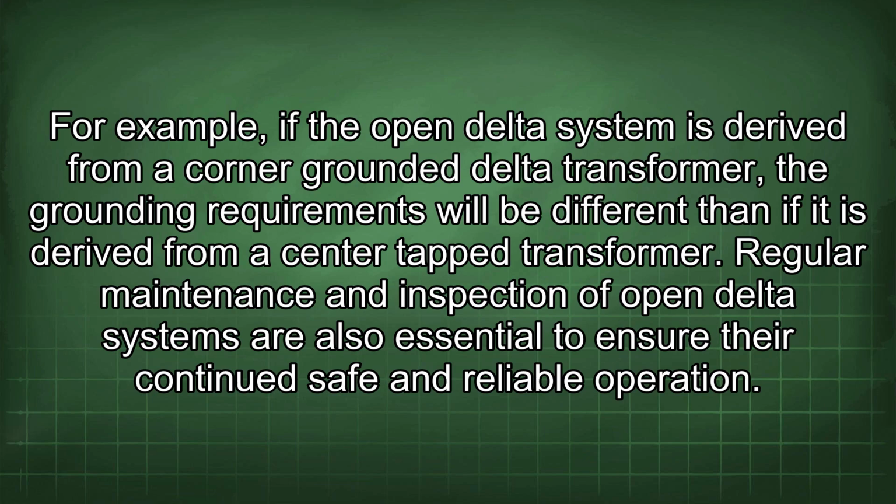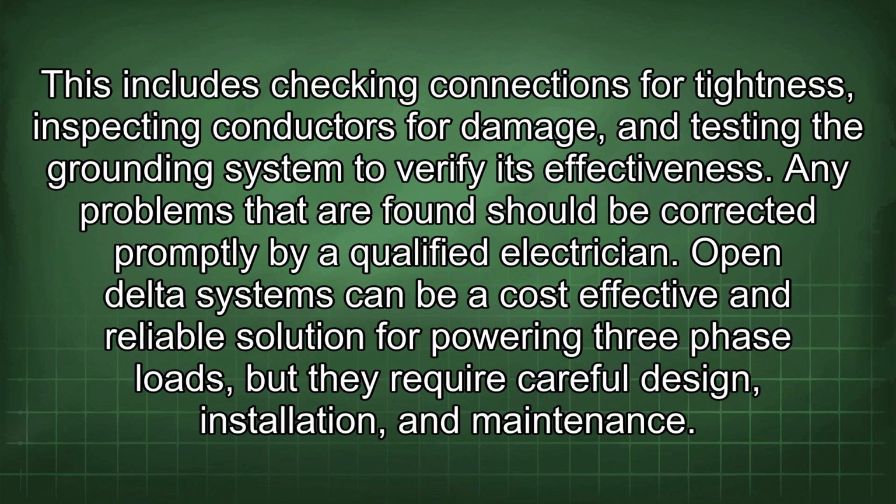Regular maintenance and inspection of open delta systems are also essential to ensure their continued safe and reliable operation. This includes checking connections for tightness, inspecting conductors for damage, and testing the grounding system to verify its effectiveness. Any problems that are found should be corrected promptly by a qualified electrician.